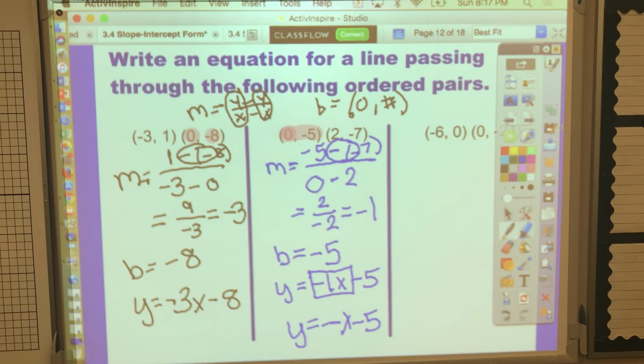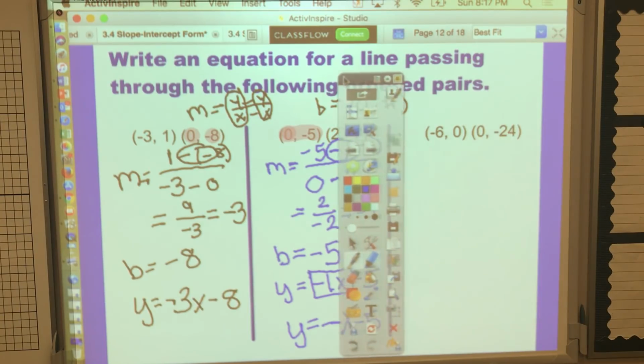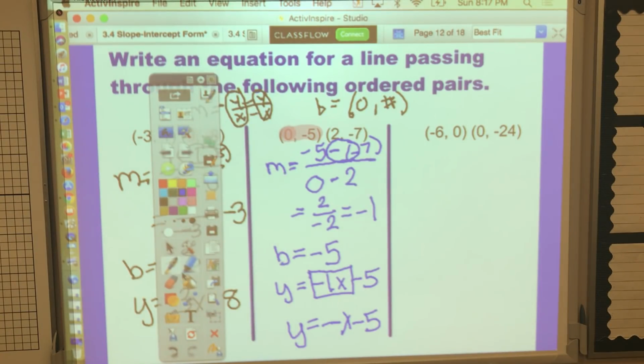And this last one is a little bit more complicated. The work is still the same, they're just trying to trick you. So watch carefully when you're identifying that b term. Okay, so we need m. So change my color here again. Okay, m equals y minus y over x minus x.